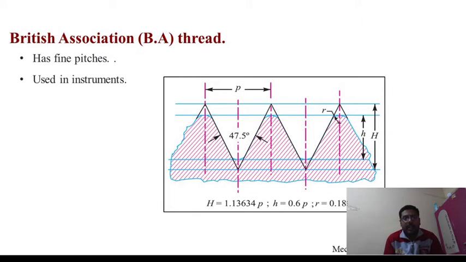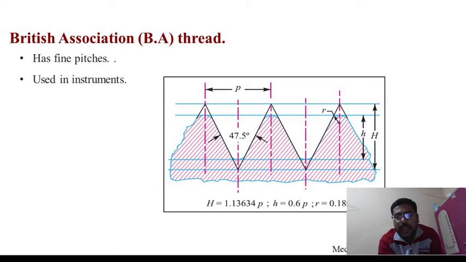The second one is the British Association thread. This is the British Association thread. It also has some different parameters or indications. First one is it has fine pitches, used in instruments. See the difference between the previous BSW and BA threads. So this is the angle. Observe here, the angle is 47.5 degrees. The angle in the previous one is a 55 degree angle.